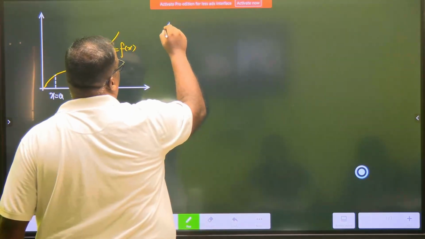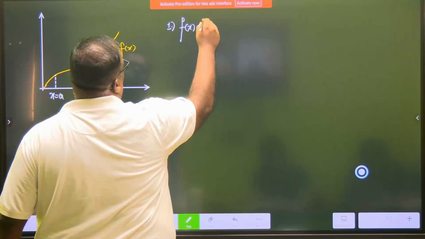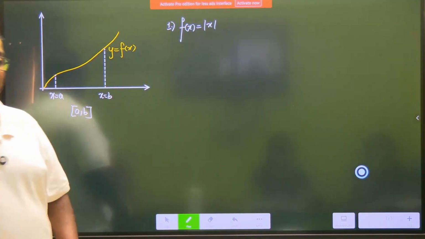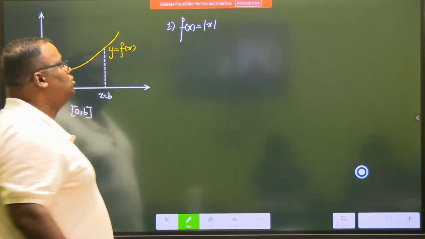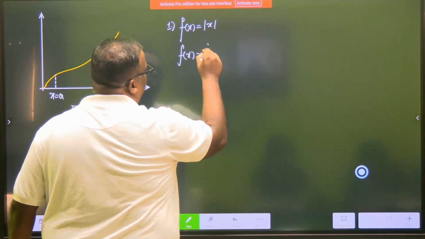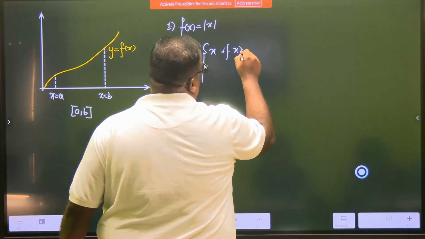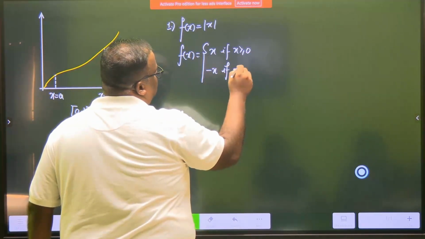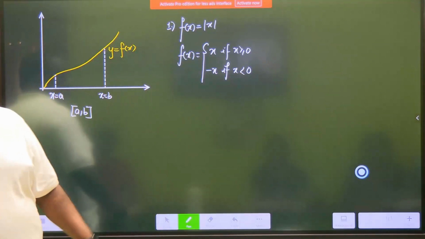Say number one, we have a problem now. Though we have done this before, f of x equal to, say, modulus of x. Discuss the continuity of this function. They're not asking us at any particular point. So we first break this function. f of x will be written as x if x is greater than or equal to 0, negative x if x is less than 0. Have you understood? All right.